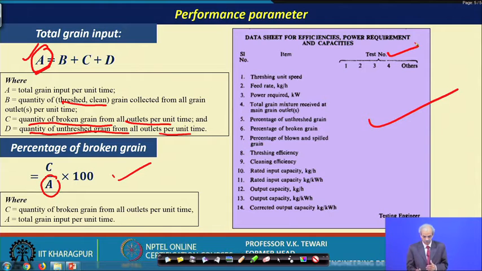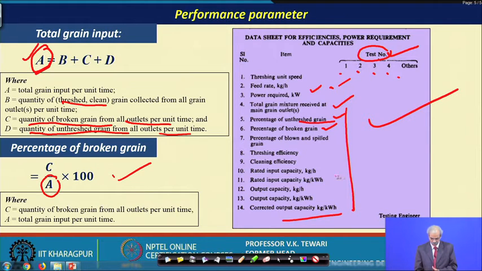You have to carry on. That is why, for example, the threshing unit speed, say maybe 1, 2, 3, 4, 5, several speeds you have to take. Those speeds we will talk of. Then the feed rate, the power required, the total grain mixture received at main grain outlet, percentage of unthreshed grain, percentage of broken grain, all these parameters you will have to measure while doing this test, and you will have to record them over here, taking a signature at this point.